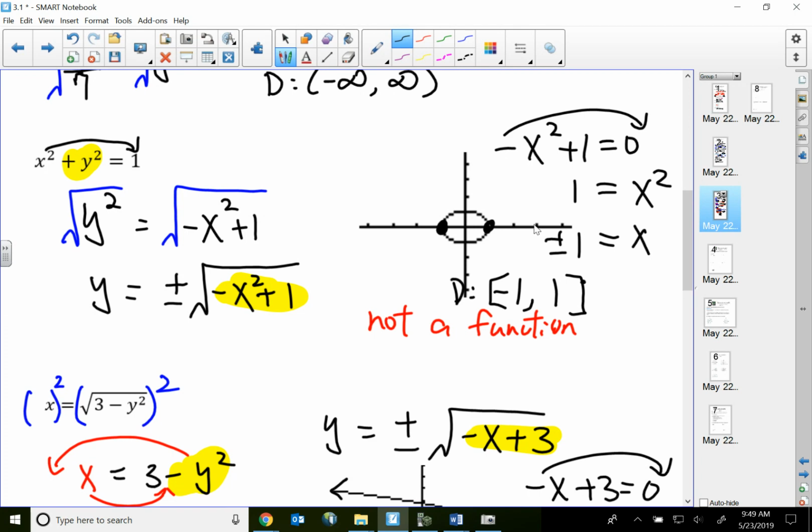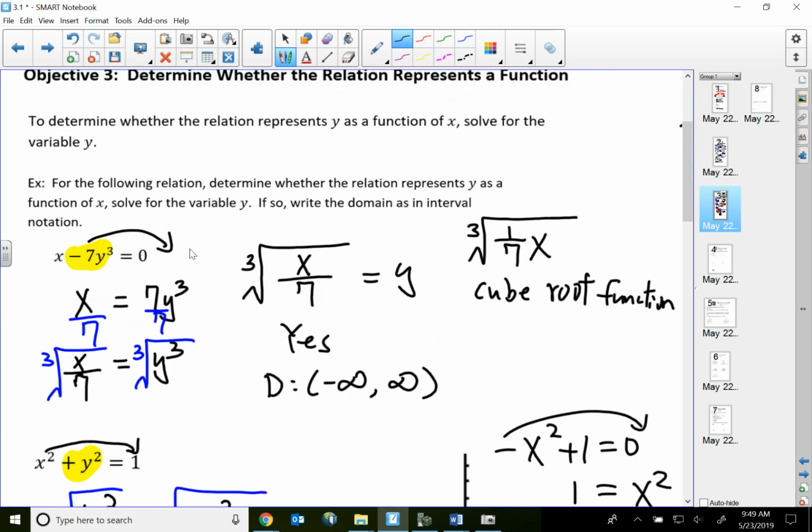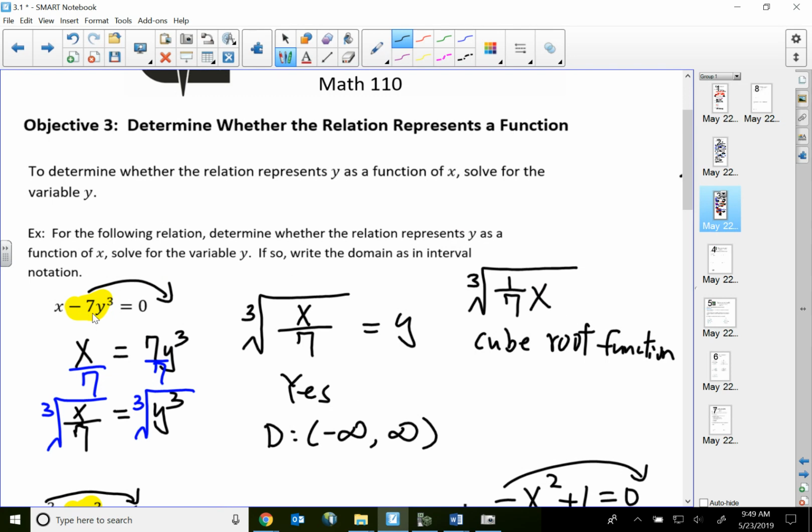All right, so I just quickly showed you how to determine whether the relation is a function or not a function, then write down the domain.